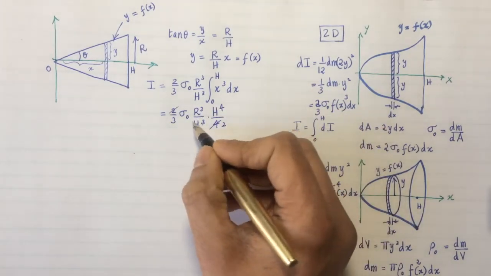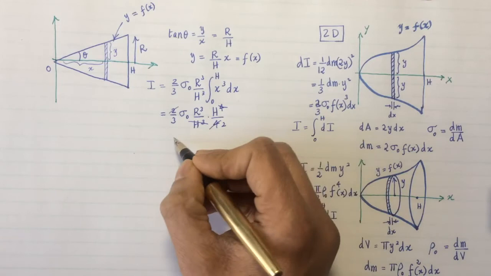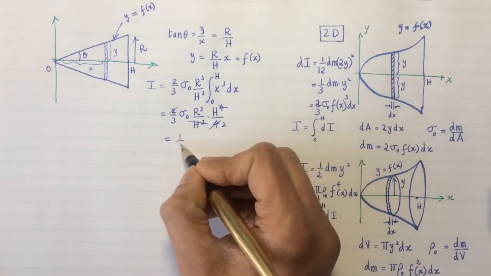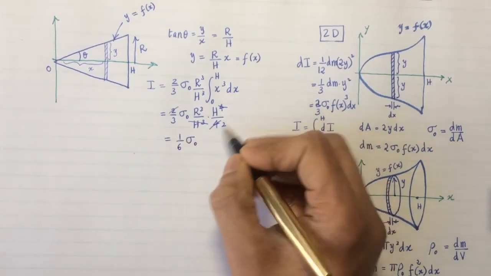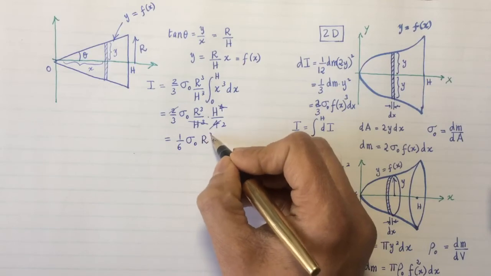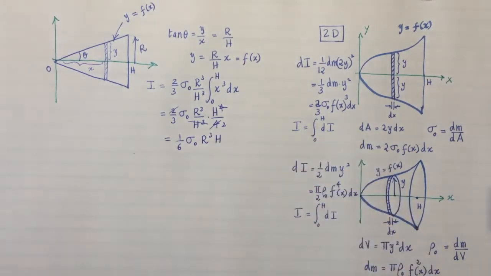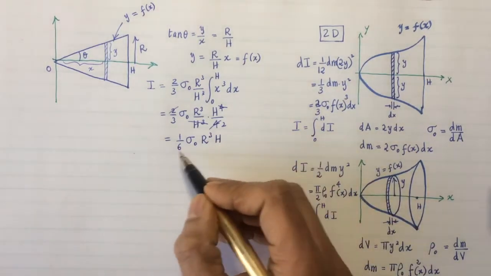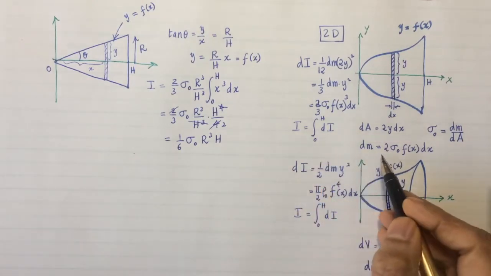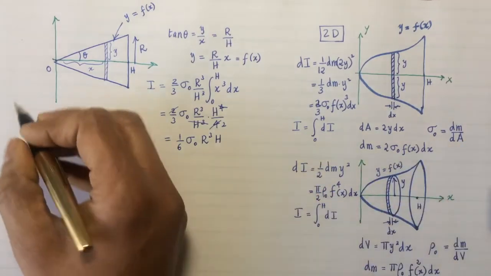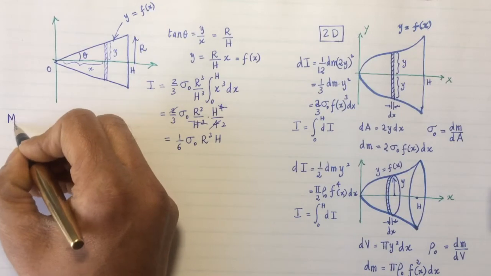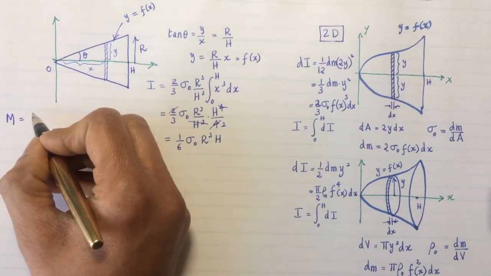So that gives me 1/6 sigma naught r cubed h. Now that doesn't quite put it in terms of the mass. So to put it in terms of the mass, let me also find the total mass of this object. The mass of the object is the integral of dm.